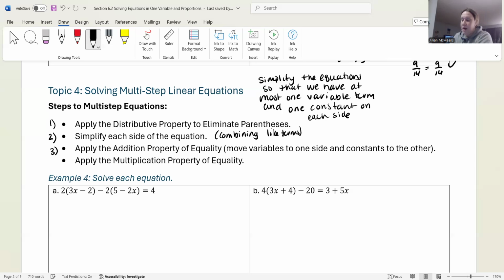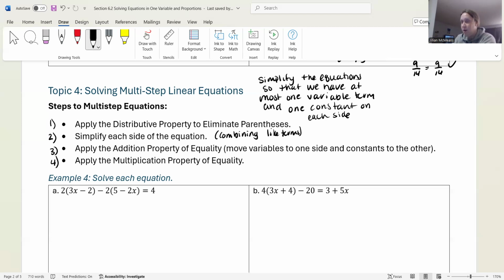Step 3, you apply the addition property of equality, and you sometimes have to do this property twice. The first time you do it, you want to get all of the variables on one side of the equation, typically the left. And then you want to get all of the constants on the other side of the equation. And what that does is it gives you an equation where one side is a variable term all by itself, and the other side is a constant term all by itself. And at that point, you apply the multiplication property of equality. Okay, so that's the 4-step process we're going to start with.